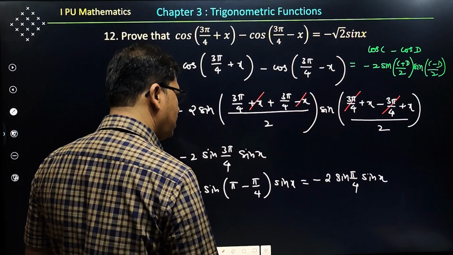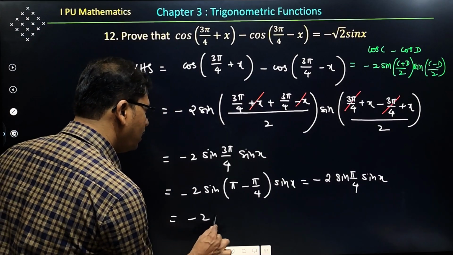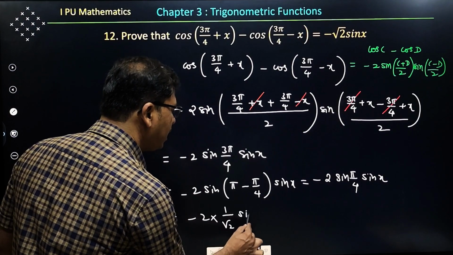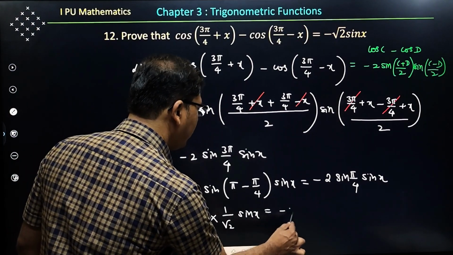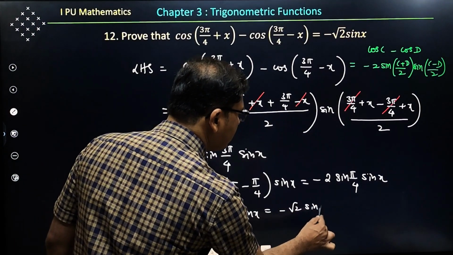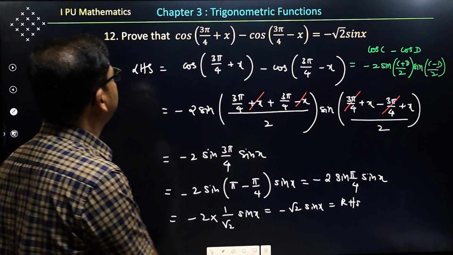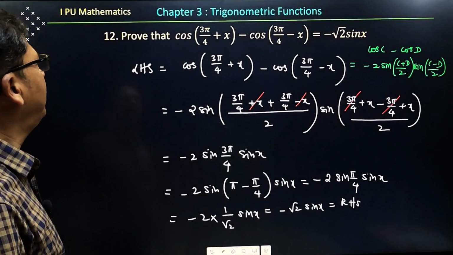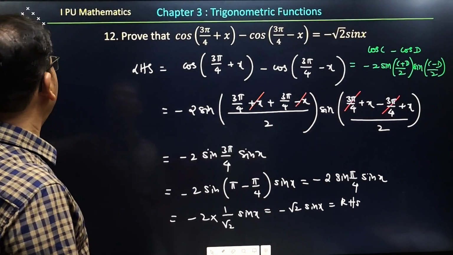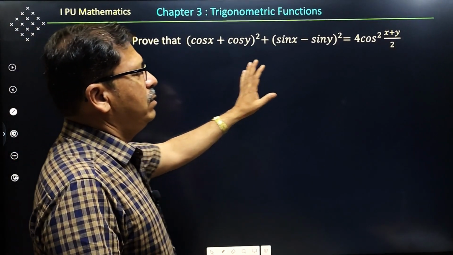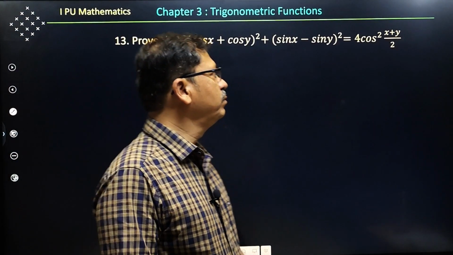So this is equal to minus 2 into sin pi by 4 is 1 by root 2. And then it is sin x. So this is equal to minus of root 2 into sin x. So this is our required RHS. And this completes the solution for this example here. So next example. Something to prove. Please concentrate here.